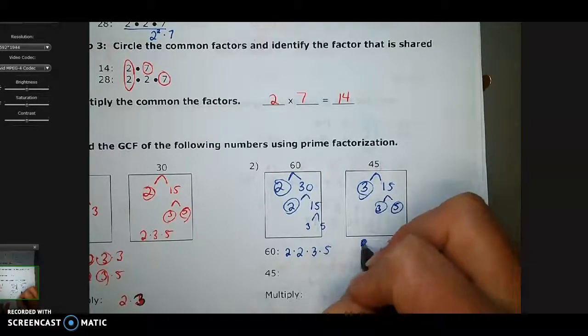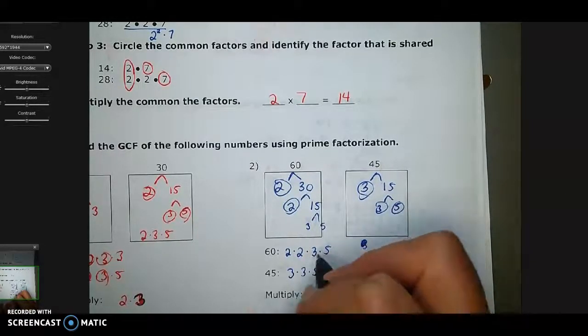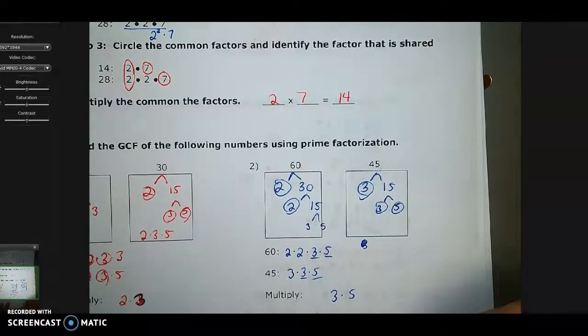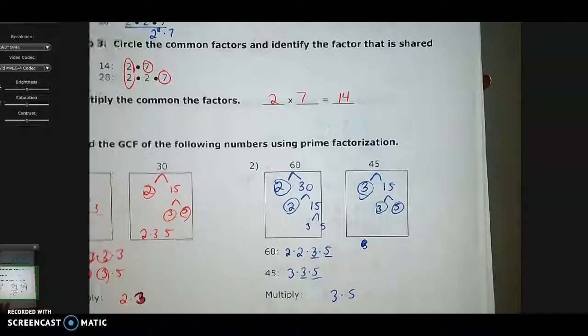So 3 times 3 times 5. So I know that their greatest common factor is 15.